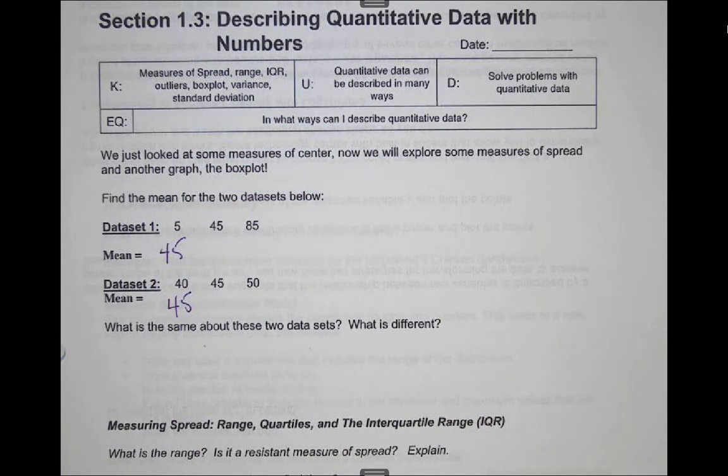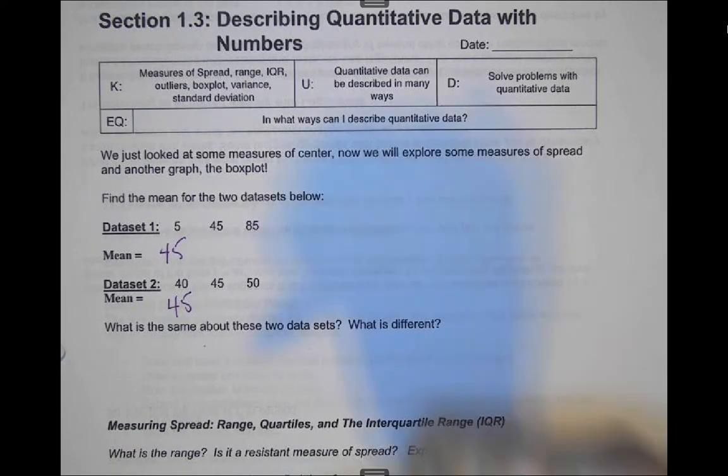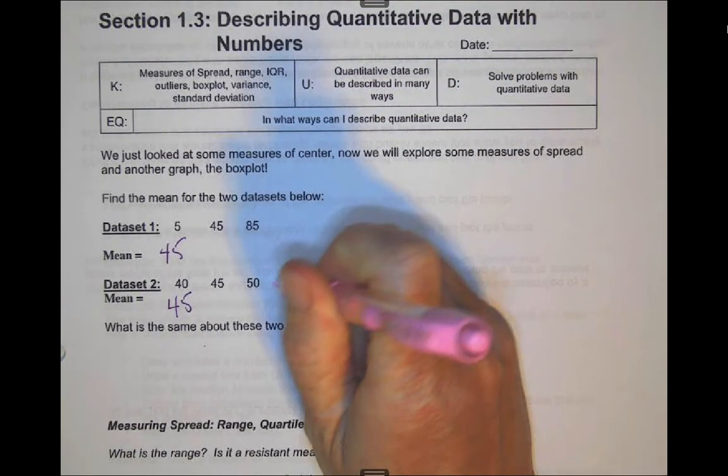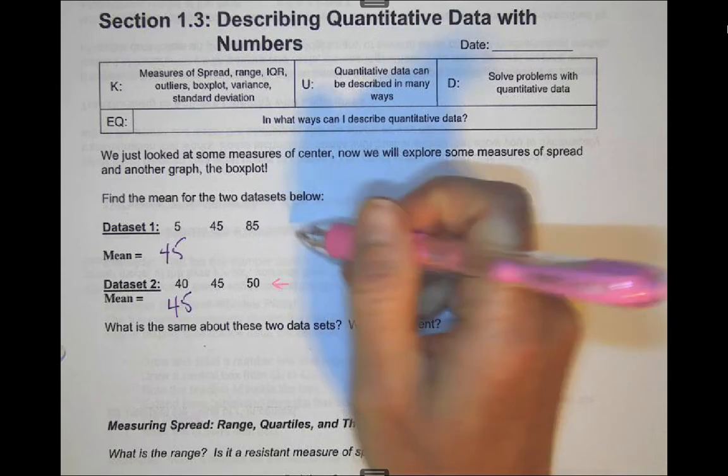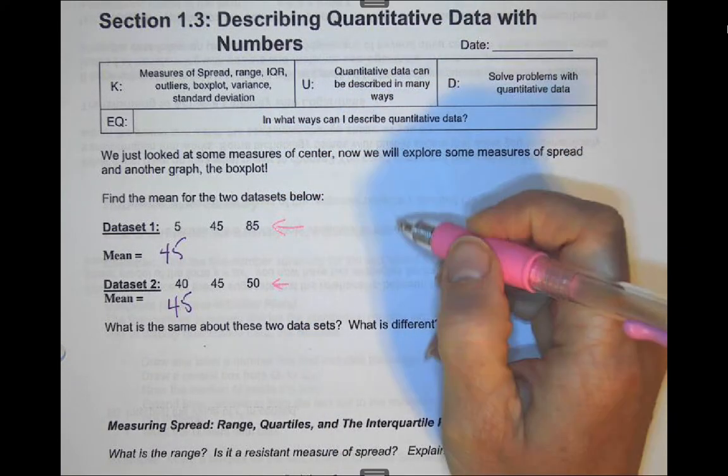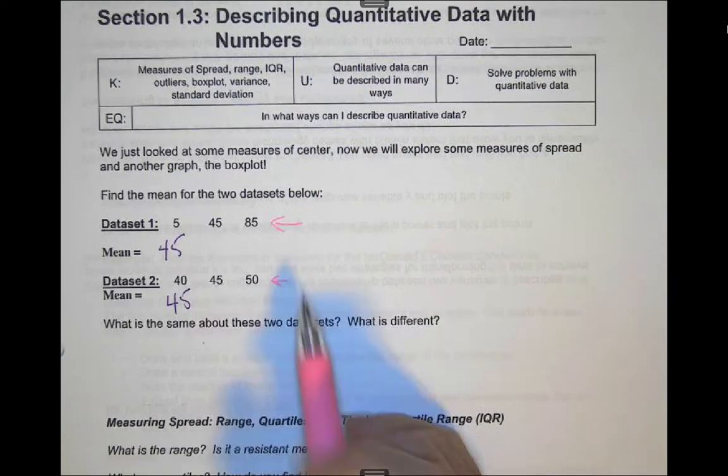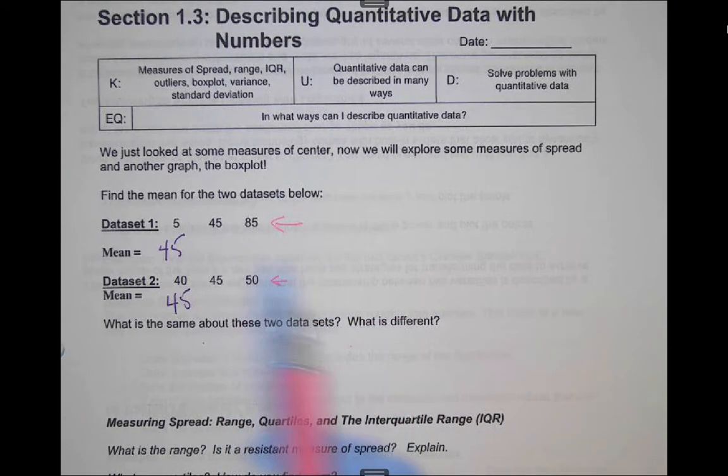So you should have found, obviously, that what's the same is that the means are the same. What's different? The spreads are drastically different. These values right here are very consistent. They are very close to each other. These values right here are very spread out, okay? So there is a difference. The idea here is that just because we know the mean of the data set doesn't mean we understand the whole picture. We don't know everything.